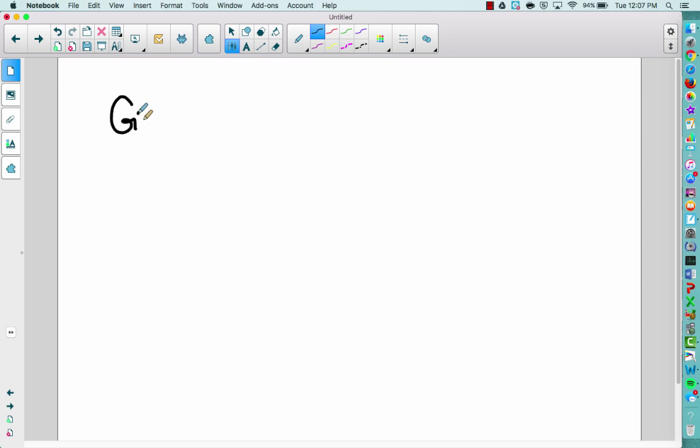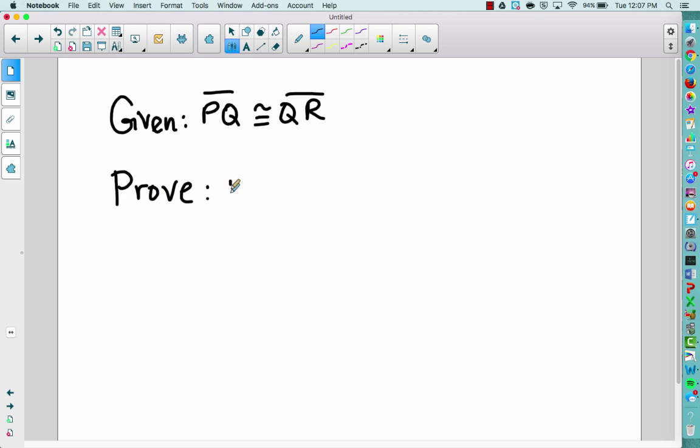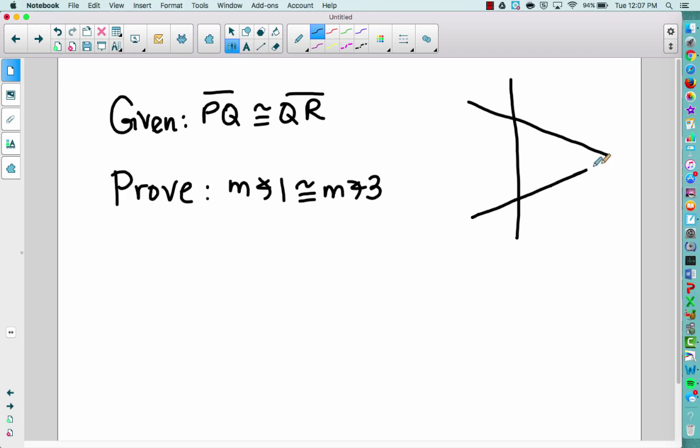We were given that PQ is congruent to QR, and we're trying to prove that the measure of angle 1 is congruent to the measure of angle 3. And I've got something like this. Sorry, my diagram is not so pretty. And we've got P, angle 1, we've got a Q, we've got angle 2, and we've got angle 3, and we've got an R.